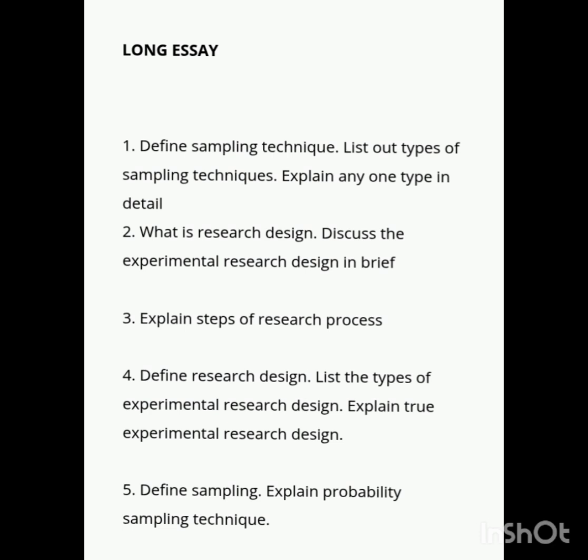experimental research design. And next, the third question is: explain the steps of research process. So here we have the steps of research process. The first step is to choose a topic for a problem statement, the second step is review of literature, the third step is define the research question, the fourth step is design research, the fifth step is data collection, the sixth one is analyzing data, the seventh one is draw inference, and the eighth one is write a report. Okay, so these are the steps of research process.